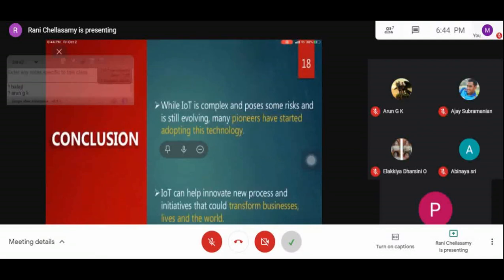Okay, let me conclude. While IoT is complex and poses some risk, it is still evolving, and in many of today's real world scenarios we are adopting this technology. IoT can help innovate new processes and initiatives that could transform business, the world, and human lives. So with this, I'll wind up today's session.